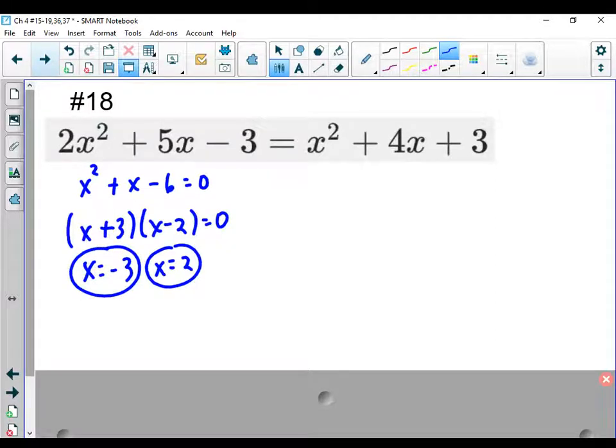Well, again, it might be a good idea to see if I really should have that many solutions. One way you can check that is we could plug it in and see if both of those solutions work. Another way we can do it is we could check the graphs and see if they actually intersect each other in two places.